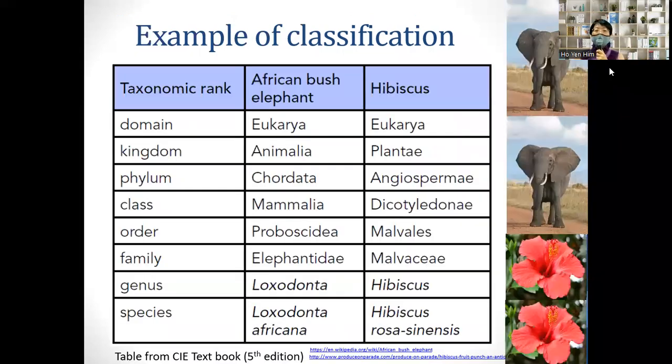Please draw this example to show the classification of the organism into the hierarchical classification. You can see that it starts from the highest, domain, all the way down to species.